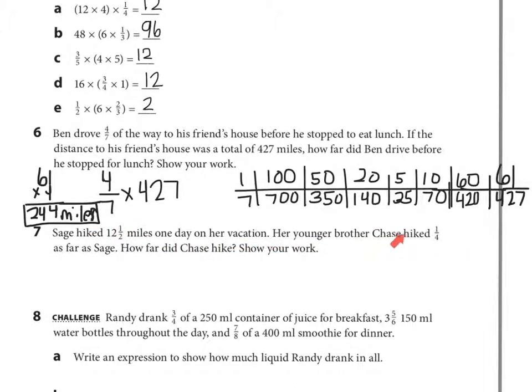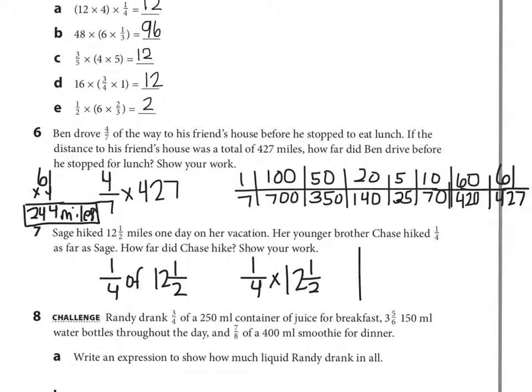Number 7, Sage hiked 12.5 miles one day on a vacation. Her younger brother Chase hiked 1/4 as far as Sage. How far did Chase hike? So again, I'm going to show 1/4 of 12.5. And so that is multiplication. So 1/4 times 12.5.